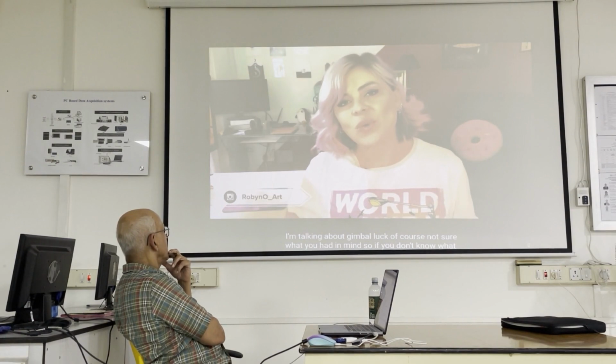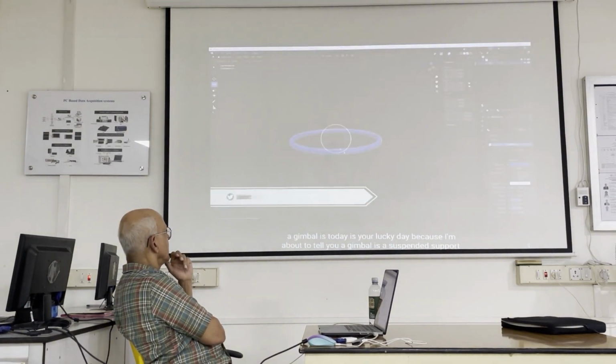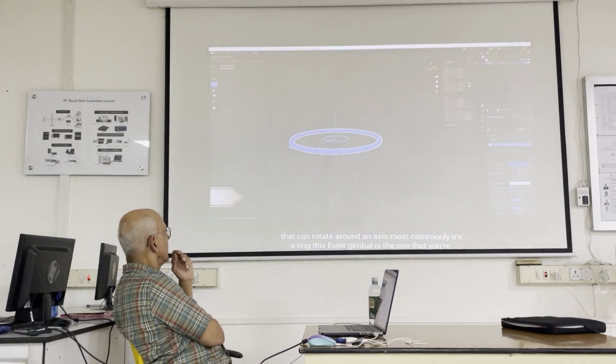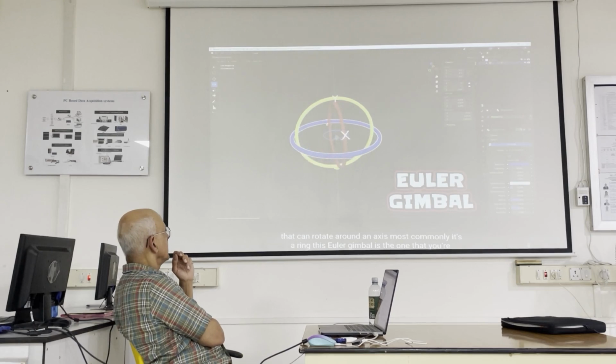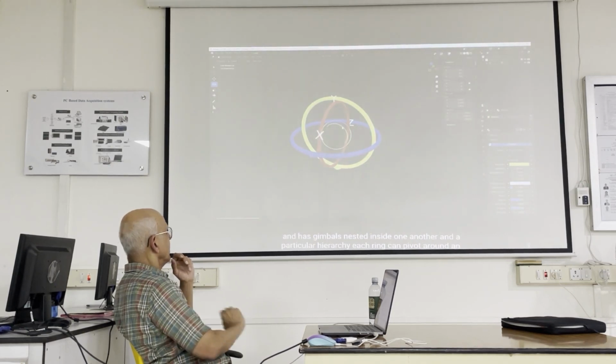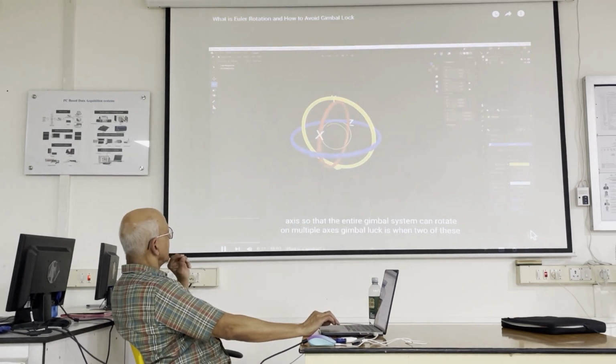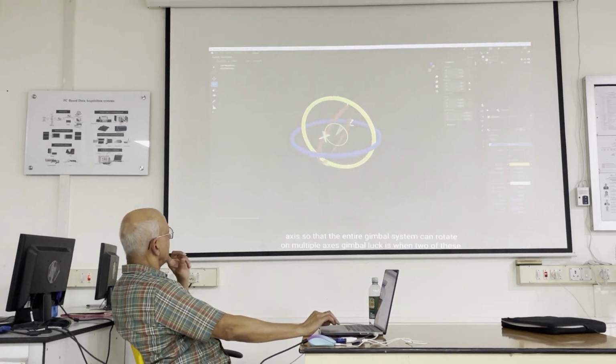So if you don't know what a gimbal is, today is your lucky day, because I'm about to tell you. A gimbal is a suspended support that can rotate around an axis. Most commonly, it's a ring. This Euler gimbal is the one that you're probably most familiar with if you're in the 3D animation realm, which we use for rotating objects and has gimbals nested inside one another, and a particular hierarchy. Each ring can pivot around an axis, so that the entire gimbal system can rotate on multiple axes.